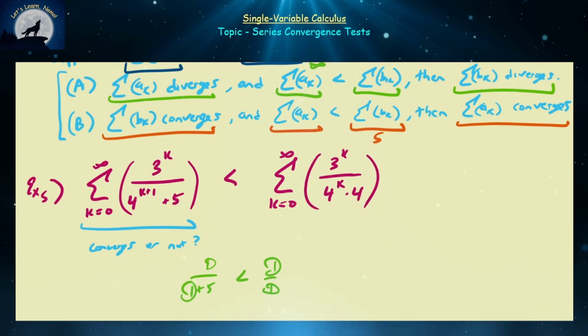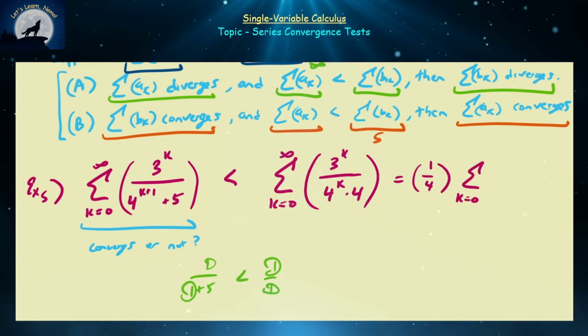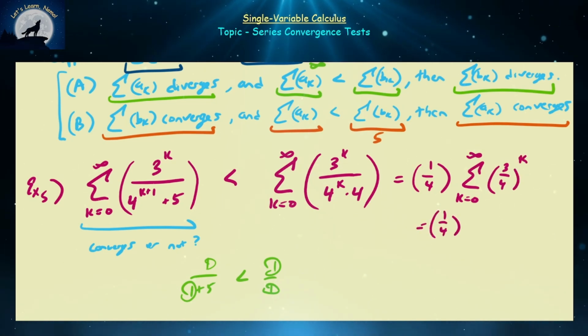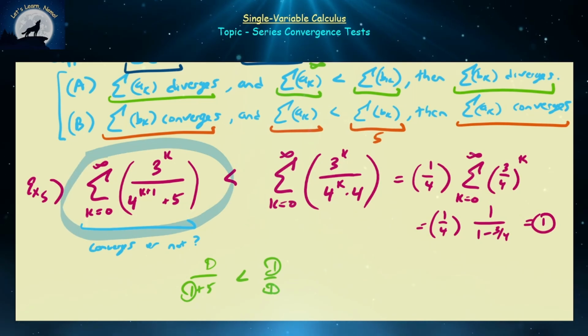So we already know that this is going to be equal to 1 over 4 times the sum from k equals 0 to infinity of 3/4 to the power of k. And 3/4 is between 0 and 1, so it converges by the geometric series test. And it's going to converge to 1 over 1 minus 3/4, which is 1 over 1/4, times 1/4. That's just going to be equal to 1. So we have that our series, the one all the way over here, is less than 1.